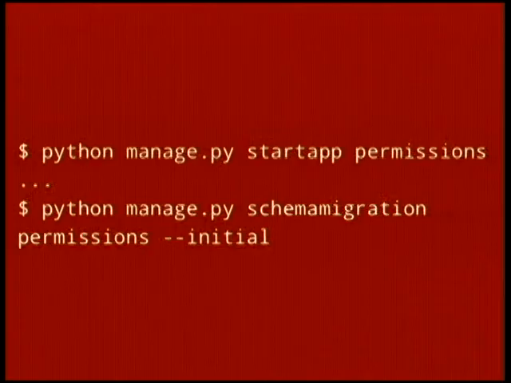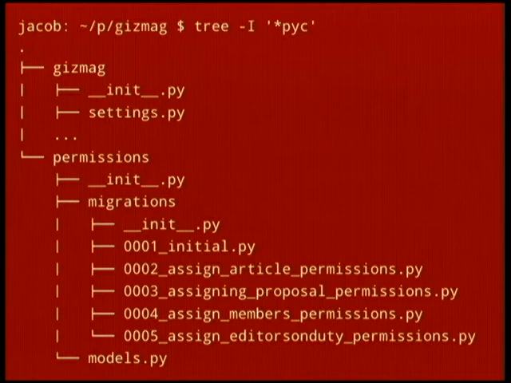Then we have to create an app for permissions and then create an initial migration. This is the kind of structure that you'll see. We have our permissions app part of the project, and within that, we have various migrations that will apply the permissions to various user groups.